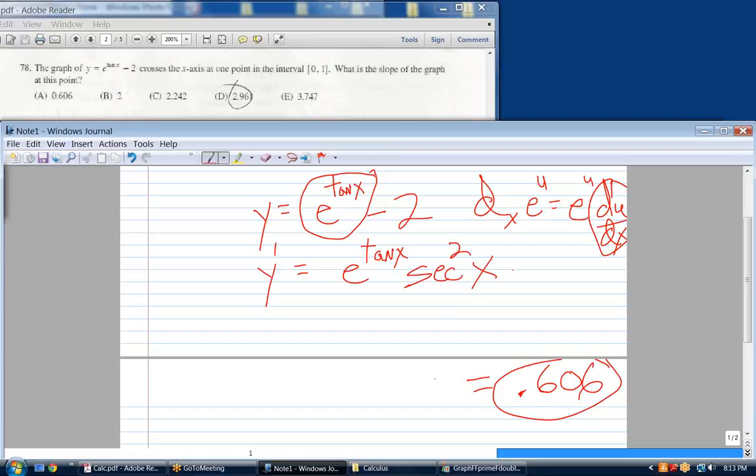So let's plug in 0.606. The slope at 0.606 is going to be e to the tan of 0.606 times the secant squared of 0.606. Do that in your calculator if you can.